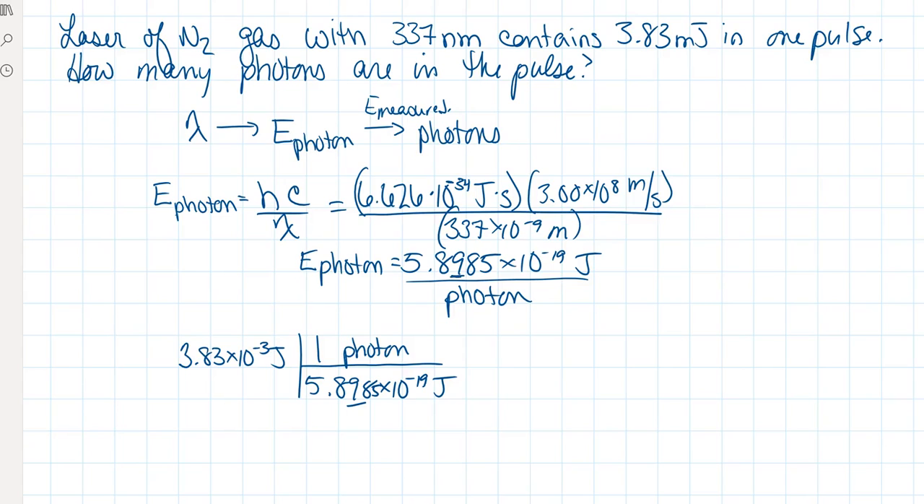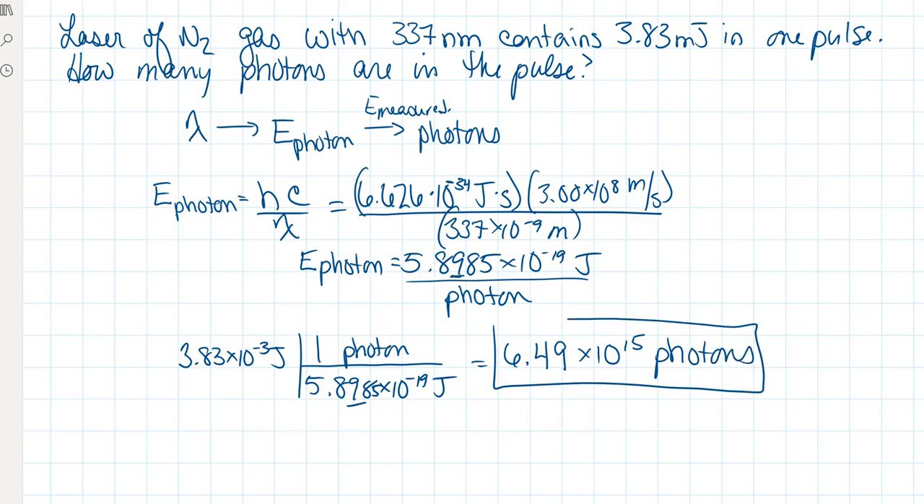When I do my math, I have 3.83 times 10 to the negative 3 divided by 5.8985 times 10 to the negative 19th. And so this gives me a final value equal to 6.49 to 3 significant figures times 10 to the 15th photons. So we can figure out that's how many equivalent particles of light we had inside of our energy pulse.